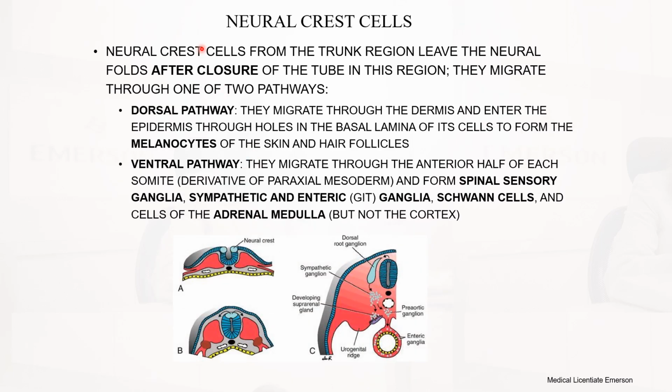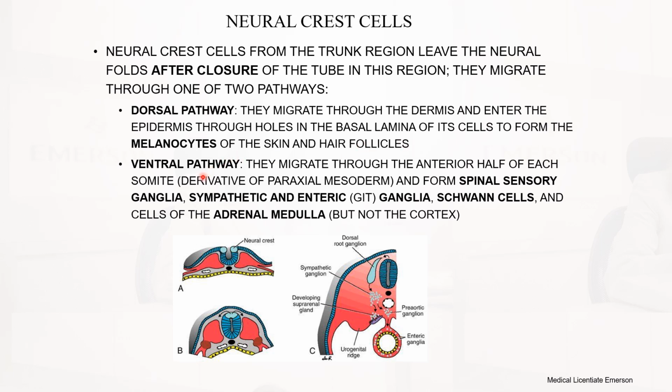Then the neural crest cells from the trunk region leave the neural folds after closure of the tube in this region. Then they migrate through one of two pathways. They can migrate through the dorsal pathway, where they migrate through the epidermis, through pores in the basal lamina of its cells, to form the melanocytes of the skin and hair follicles.